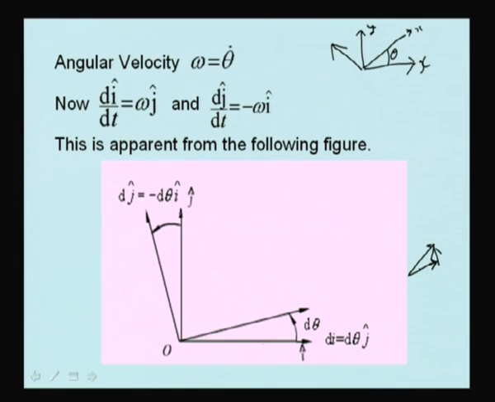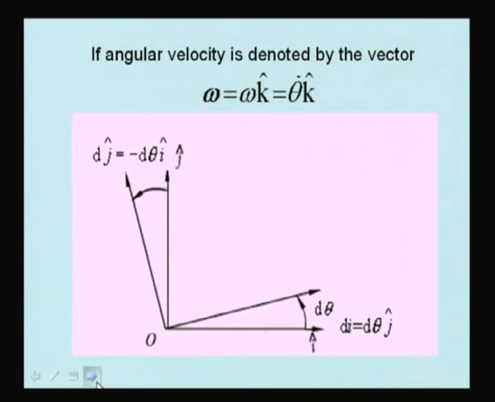Similarly, the vector j has rotated to a new position, therefore dj will be directed towards this side. Its magnitude is naturally d theta only, since it is a unit vector. But it is in the minus direction of i, because positive i is this direction. So dj is equal to minus d theta times i.